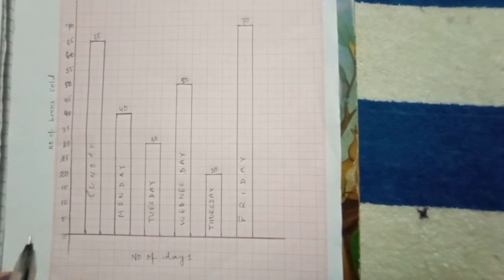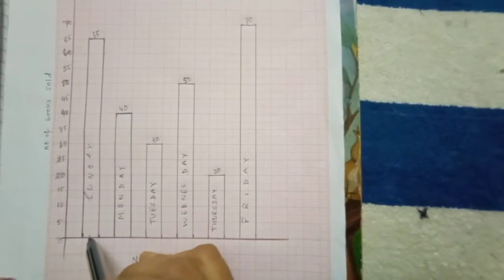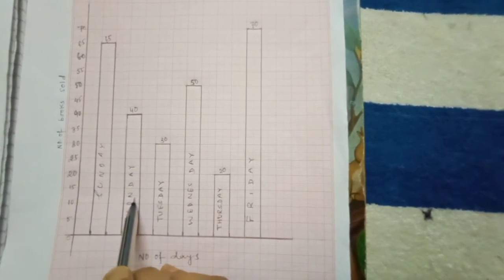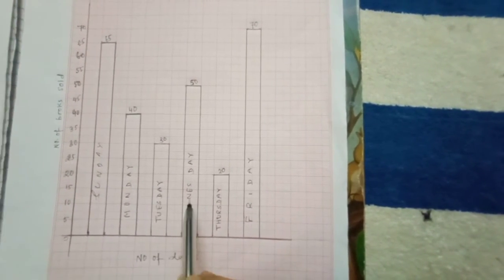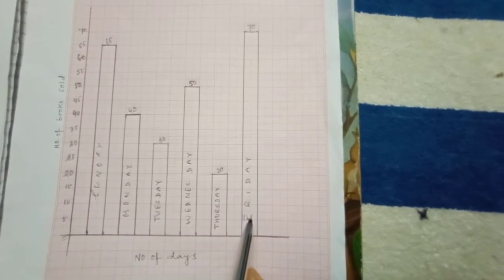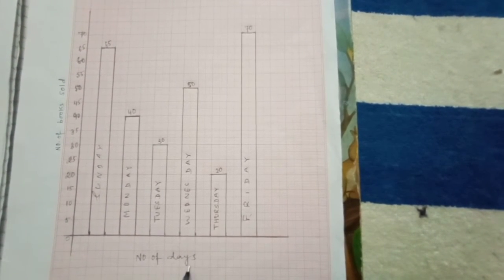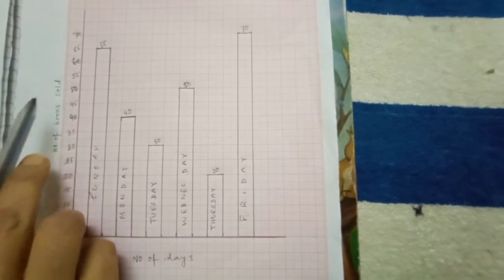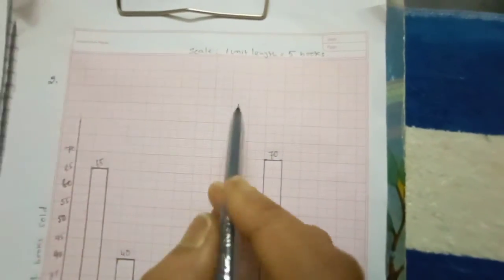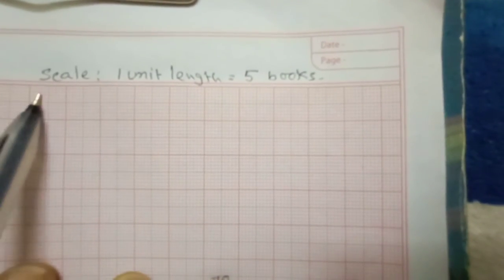When you complete drawing this bar graph, then you have to write the necessary instructions. That is, it is 65, it is on Sunday, and this is Monday 40, Tuesday 30, Wednesday 50 books, Thursday 20 books, and Friday 70 books. On the horizontal line I have written number of days and on the vertical line number of books sold. The main and important thing for a graph is that you have to mention the scale, and you have to mention the scale on the top of the graph paper.